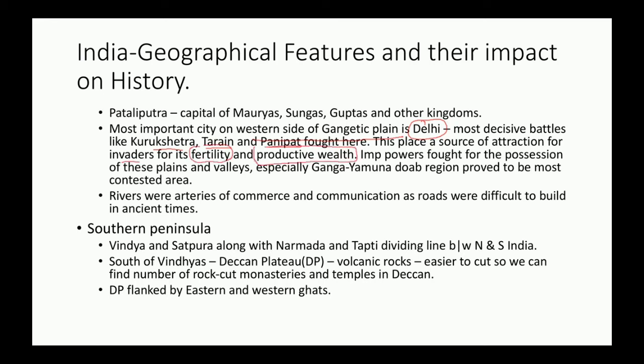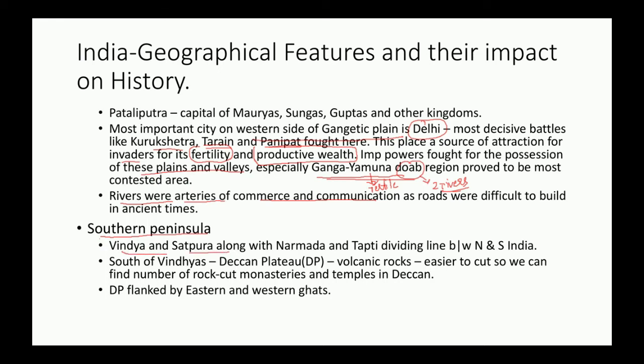Important powers have always fought for the possession of these plains and valleys, especially the Ganga Yamuna Doab region, which has proved to be the most contested area because this region was the most fertile. Doab is the region between two rivers. In ancient times, rivers acted as the arteries of commerce and communication because roads were very difficult to build in those times. So, we will move on to the next geographical feature, called the Southern Peninsula.